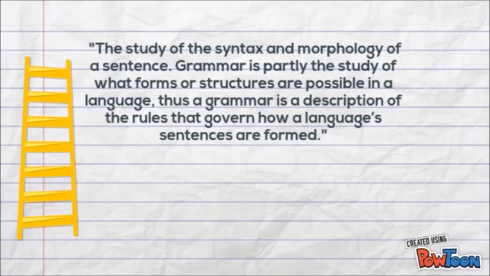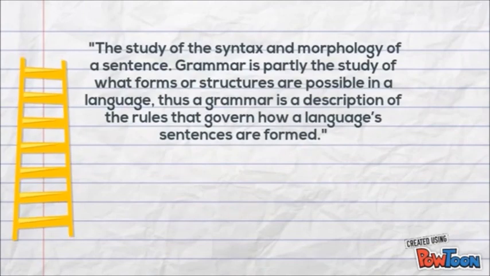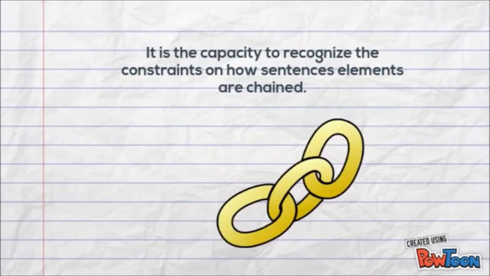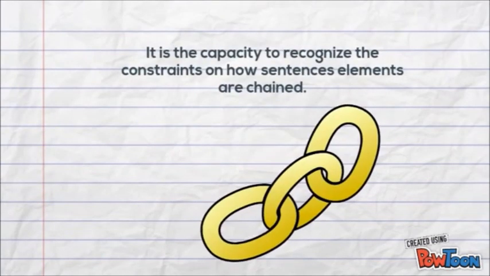He also says that grammar is partly the study of what forms or structures are possible in a language. Thus, grammar is a description of the rules that govern how a language's sentences are formed. The author also says that grammar is the capacity to recognize the constraints on how sentence elements are changed.